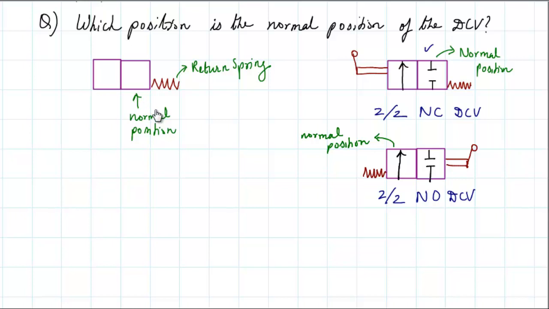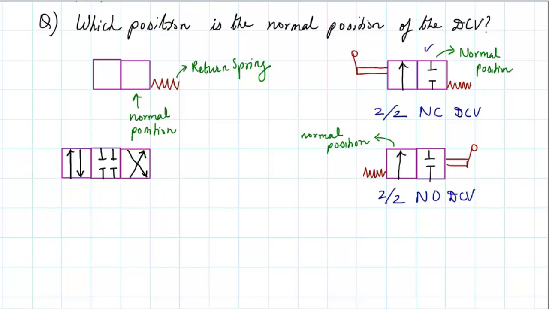Why do I call it normally open? Because in the normal position, the valve is such that the pressure and the actuator ports are both open to each other. Okay, so this is a 2x2 normally open DCV. Now let me draw another one.